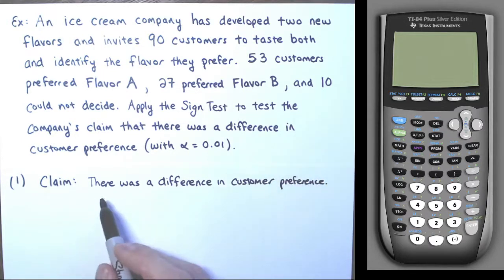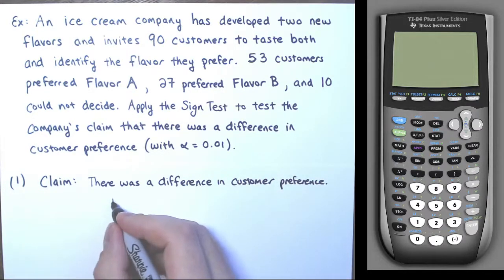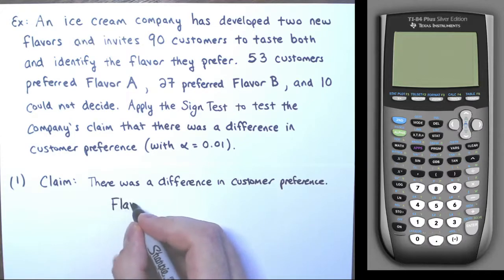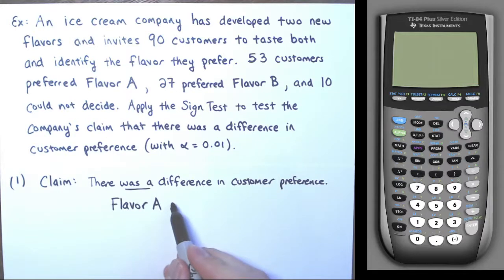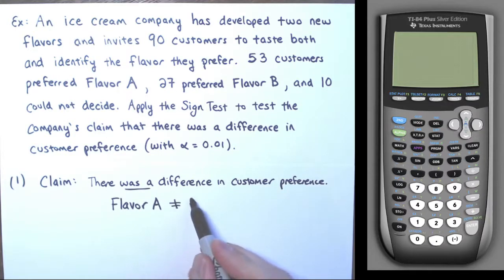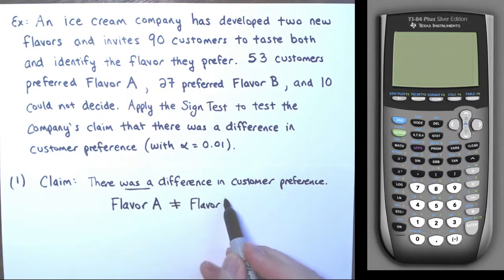Now, if you relate this claim to my little scores, say I gave flavor A and flavor B scores, that would mean basically that the flavor A scores in general were different in some way, so were not equal to the flavor B scores.